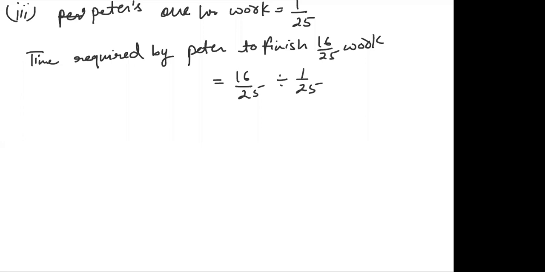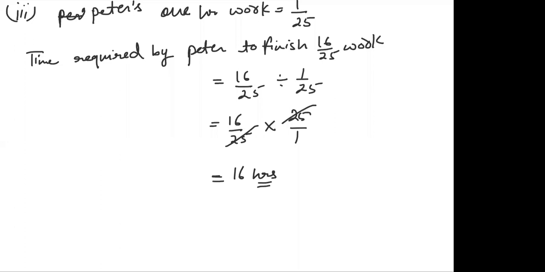Okay, so write 16 upon 25 and multiply by 25 upon 1. 25, 25 cancels. 16 hours. Nobody has written the unit. Without the unit, the answer is not acceptable. Only Yash Yadav and some other students have written the unit. So write the unit also. So time required by Peter to finish 16 upon 25 work is 16 hours.